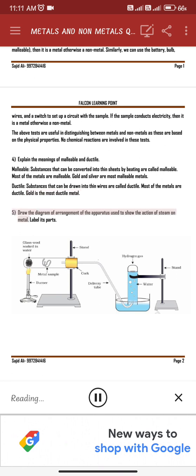5. Draw the diagram of arrangement of the apparatus used to show the action of steam on metal. Label its parts.